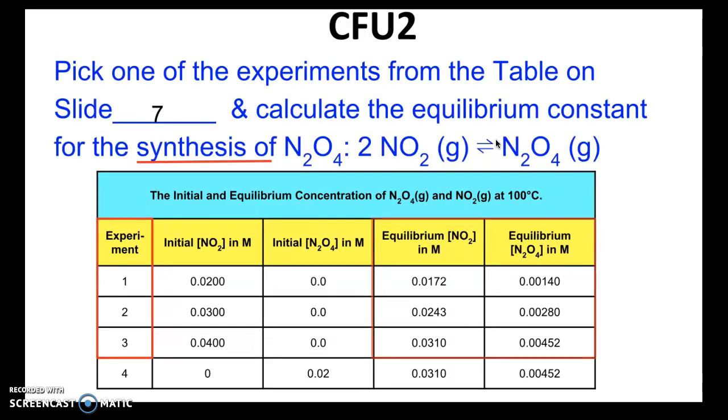Remember, the first three experiments are the synthesis, and the last one is sort of the reverse reaction. We talked about that in part 1, but it actually doesn't matter. The only thing that matters is that you're using the equilibrium concentrations listed here, plugging one experiment at a time into your K expression. All right, so pause the video now. When you press play again, the answer will be revealed.